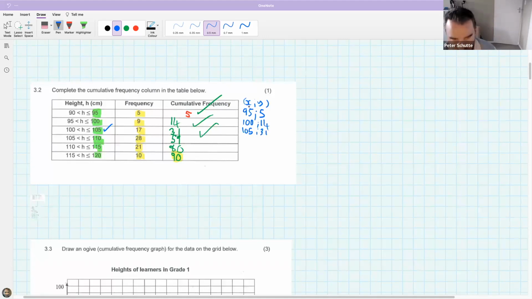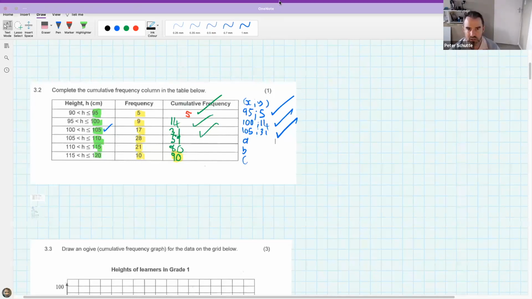Give me a thumbs up if you understand how I got these 3 points that go on my ogive. Give me a thumbs down if you don't understand how I got those 3 points. Okay, now I want you to try and work out for me the next 3 points that come after this. I'll call them points A, B, and C. Can you work out the next 3 points?